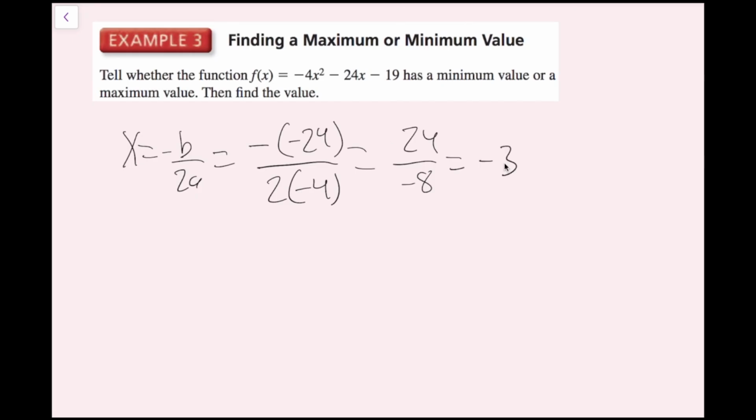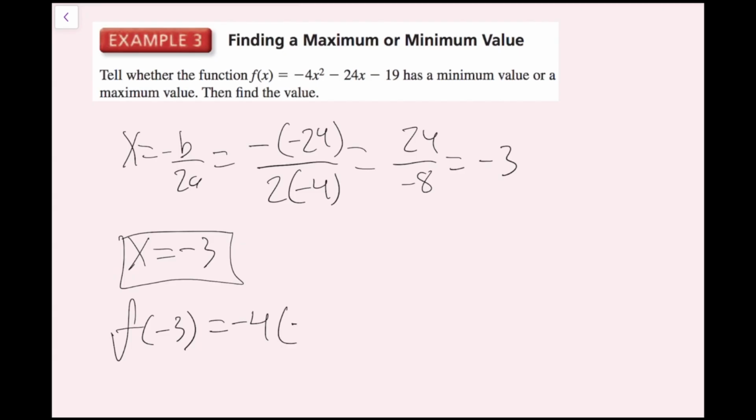So I know that -3 is the x value of my vertex, but in order to find the y value of my vertex, I need to plug this value into my function. So I'm going to have f of -3, and this is going to equal -4 times -3 quantity squared minus 24 times -3 minus 19. Now I'm going to simplify.